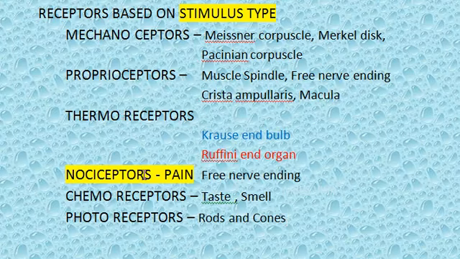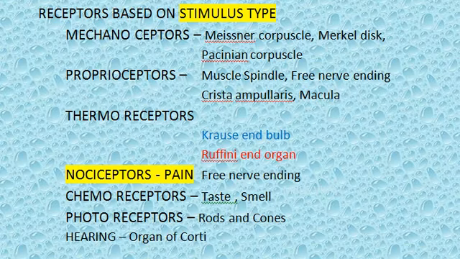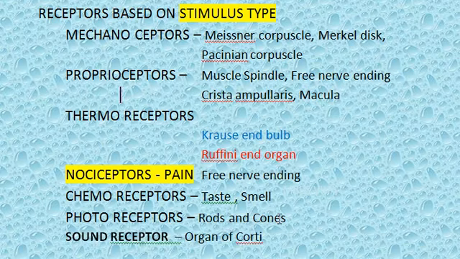Somehow I think in this list, hearing hasn't been covered, right? It's a teleceptor, right? Hearing and vision. So let me just put hearing or sound receptors, and there you can put organ of Corti as the receptor. For taste, it is taste buds. For smell, it is olfactory receptors.